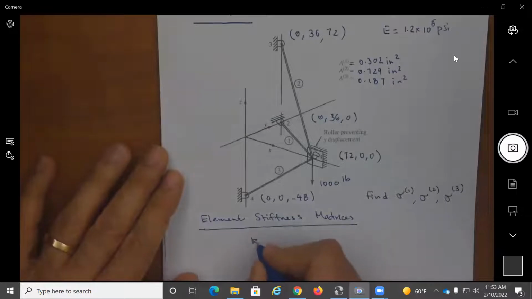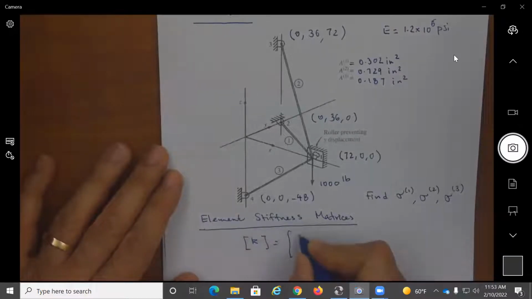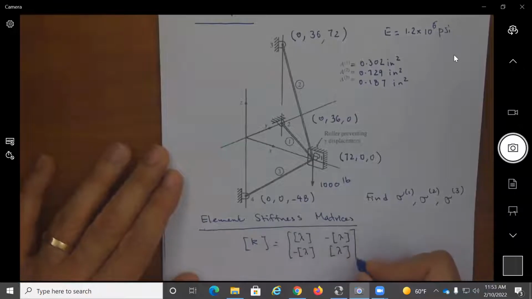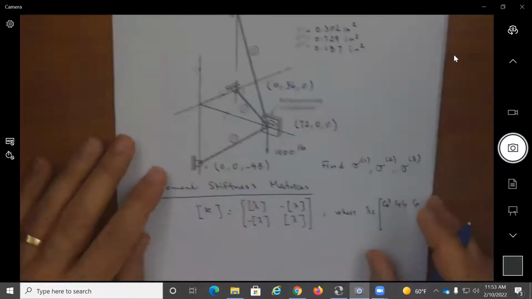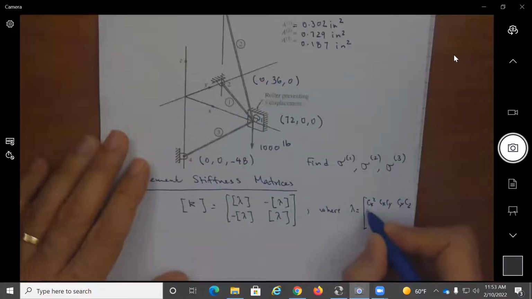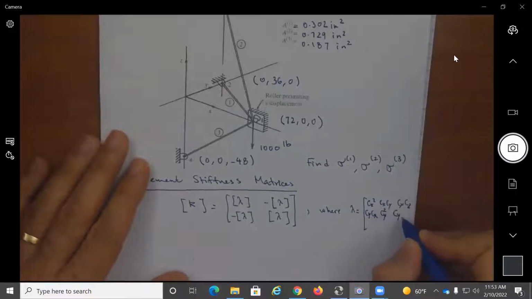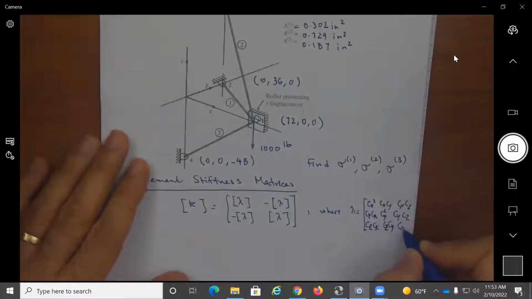Which is, as we learned, I'm going to have K equals to lambda, minus lambda, minus lambda, and lambda, where lambda is equal to Cx squared, Cx Cy, Cx Cz, Cy Cx, Cy squared, Cy Cz, Cz Cx, Cz Cy, and Cz squared.